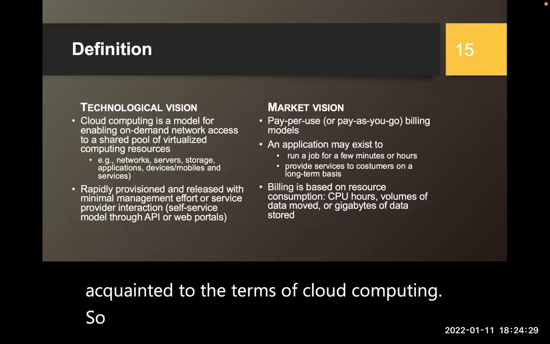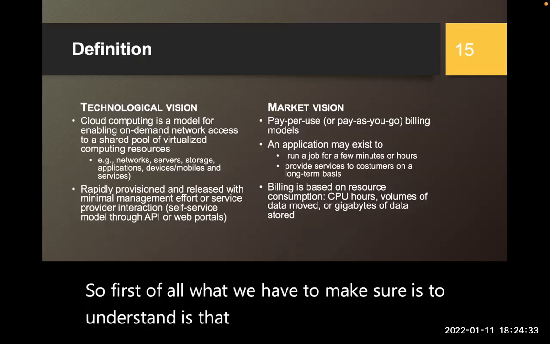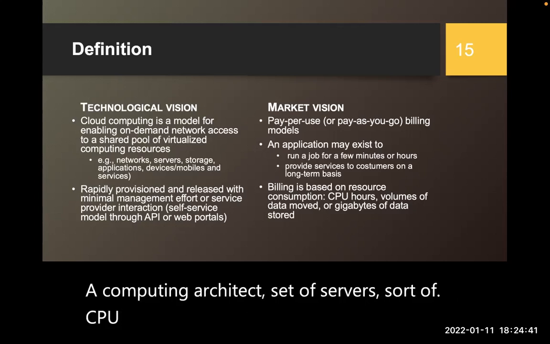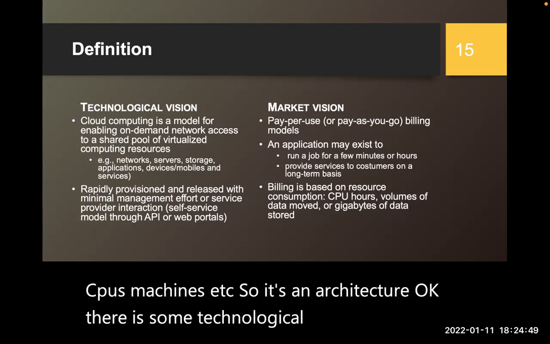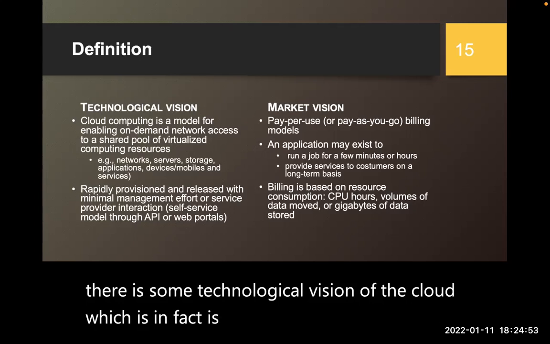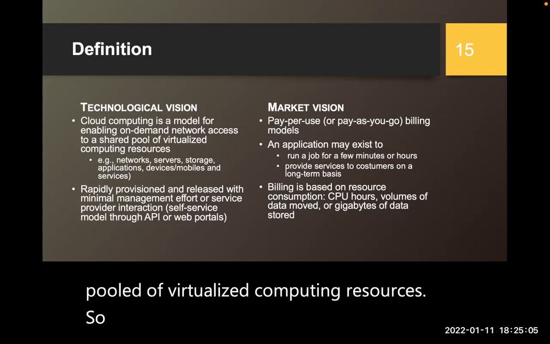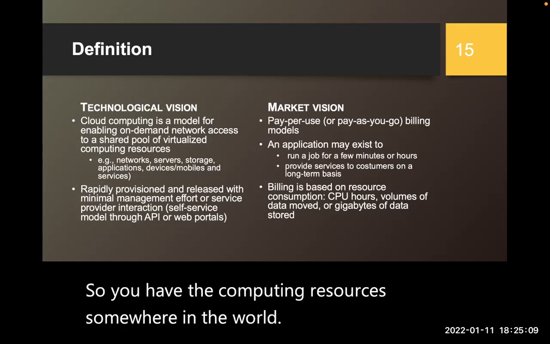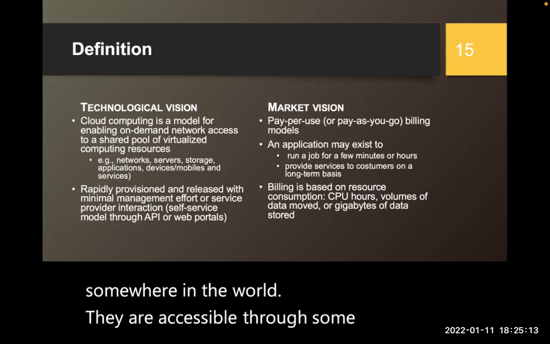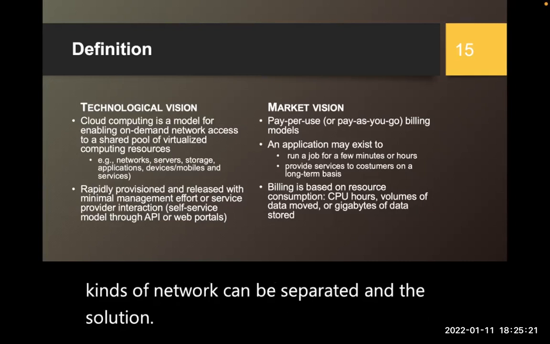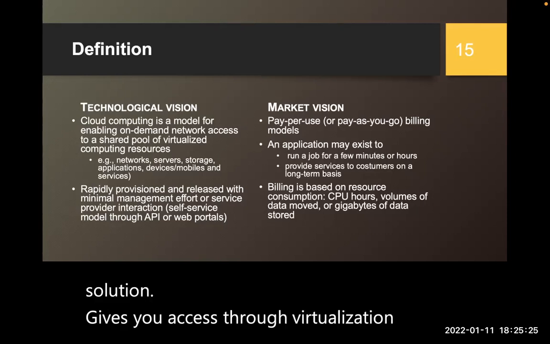Okay, so first of all, what we have to make sure to understand is that the cloud is an architecture, a computing architecture, a set of servers, a set of CPUs, machines, etc. So it's an architecture. There is a technological vision of the cloud, which is, in fact, an architectural model that enables on-demand network access to a shared pool of virtualized computing resources. So you have the computing resources somewhere in the world. They are accessible through some kind of network, can be several, and the solution gives you access through virtualization to these computing resources.